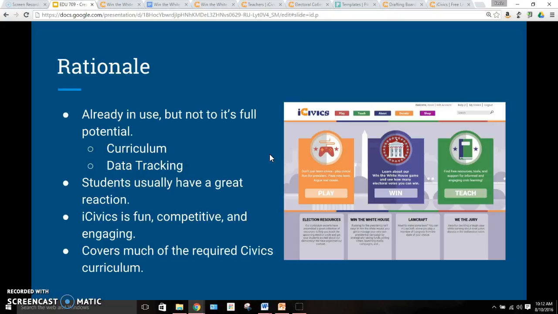However, I don't ever really feel that I use them to their fullest potential, so I'm giving that a shot this year and taking a look at different parts of the program that I typically haven't used in the past. Students usually really enjoy it. They really like the competitive nature of getting a high score, and of course it covers a lot of my core curriculum that's required by the state.